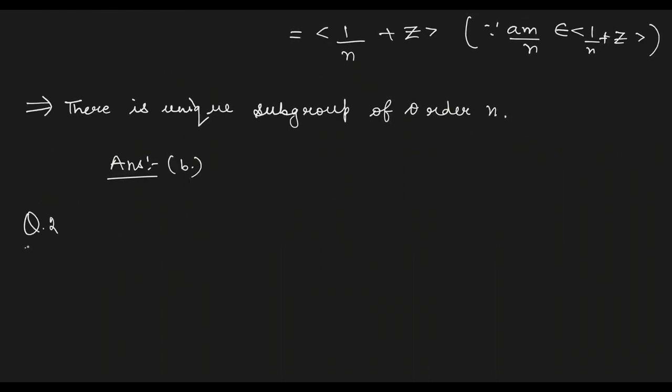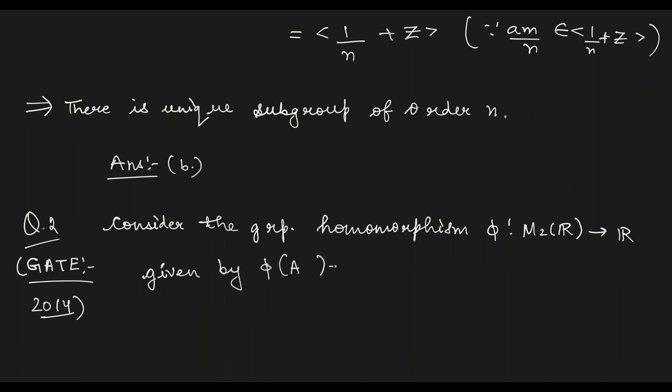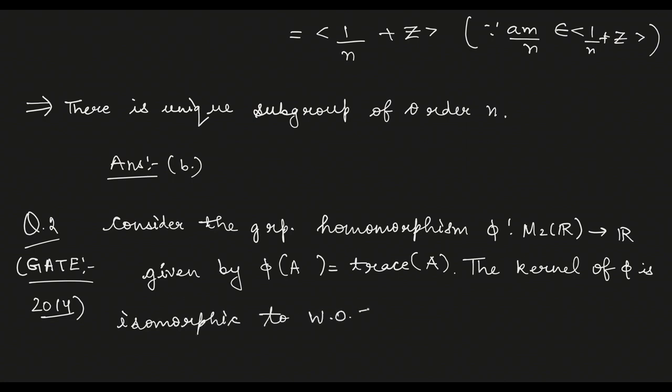Next question. Consider the group homomorphism phi mapping from M2R to R given by phi A is equals to trace of A. The kernel of phi is isomorphic to which of the following groups?